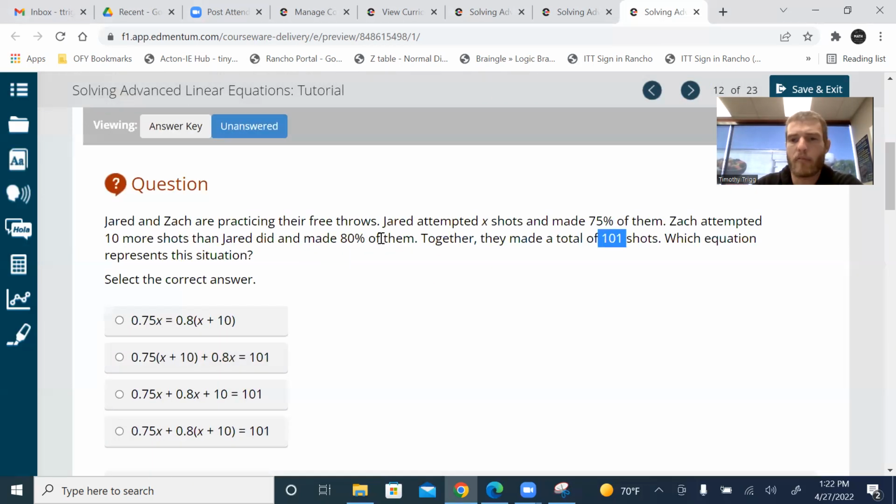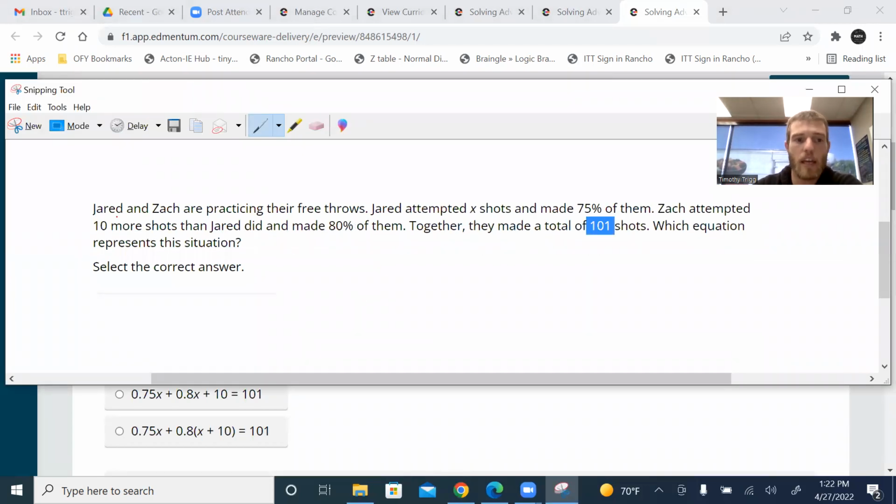Okay. By the way, free throws are like shooting basketballs, right? So let's figure out what this equation is going to look like. Let's first look at Jared's free throws. It says that Jared made 75% of them, and he shot X times. So it's going to be 0.75 times X. This is how many Jared made. It's 75% times however many he shot.